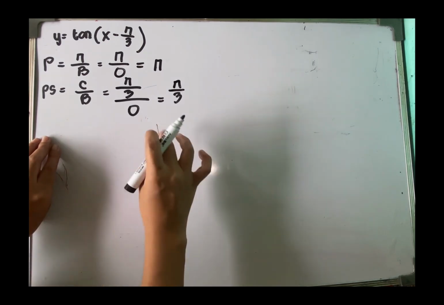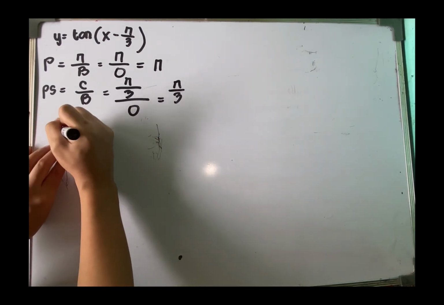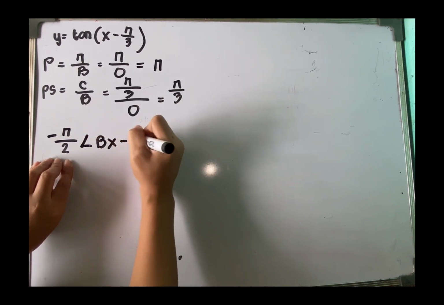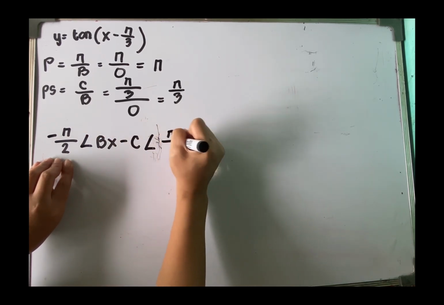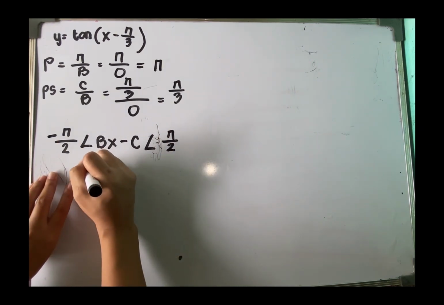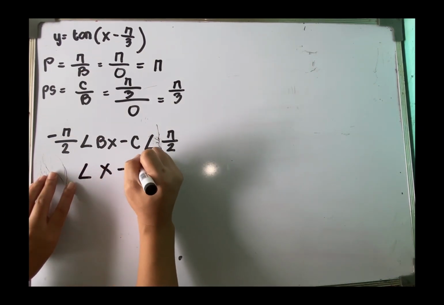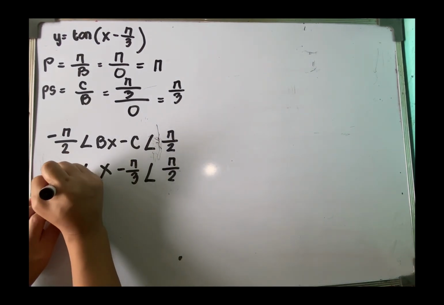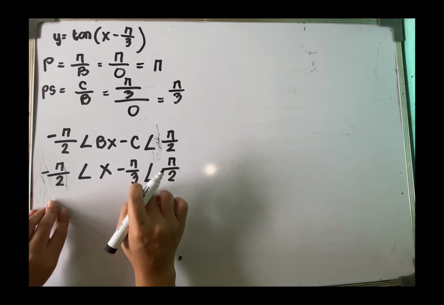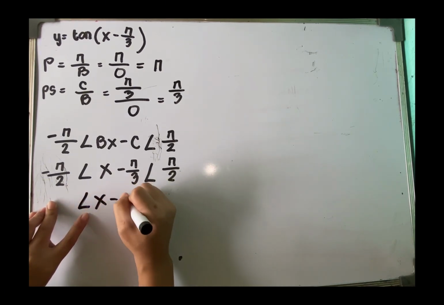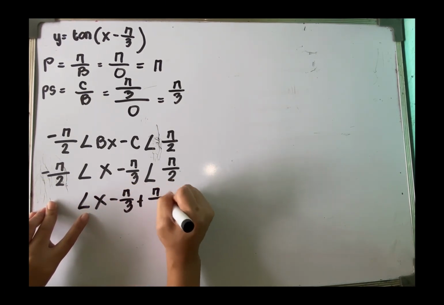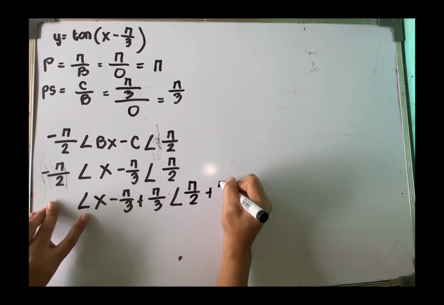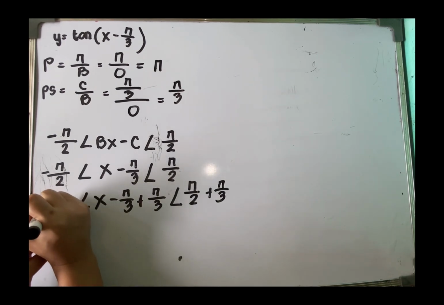Now let's get the two asymptotes. Start with negative pi over 2 less than bx minus c less than pi over 2. So we have to interchange the middle, which will become x minus pi over 3, then copy the outer. To get rid of the middle, we have to add the same thing but with a different sign. Also, when we add something inside, we have to add it to both sides.